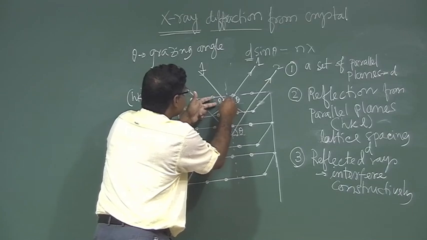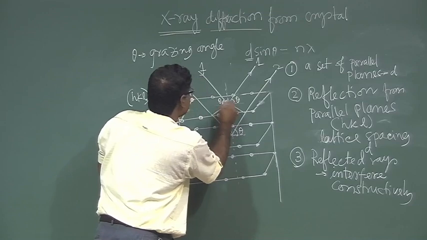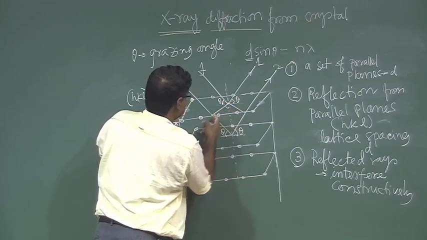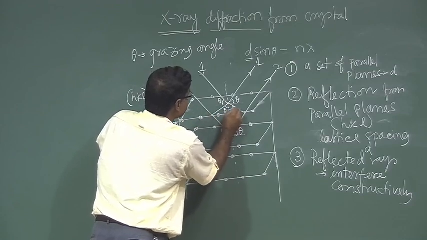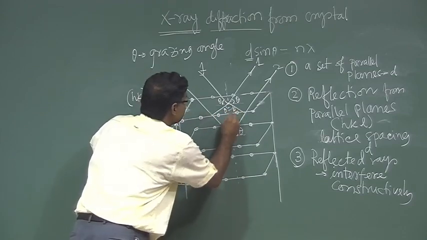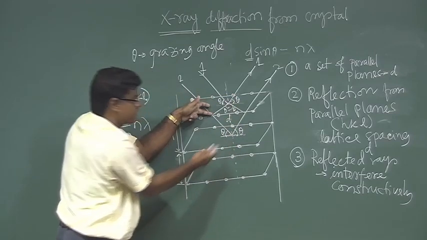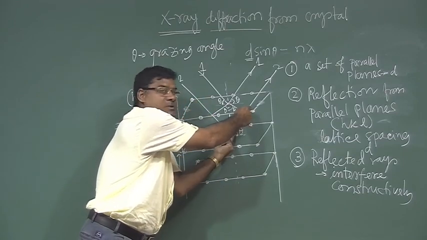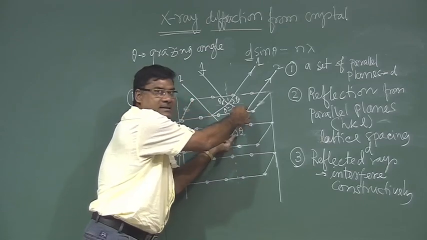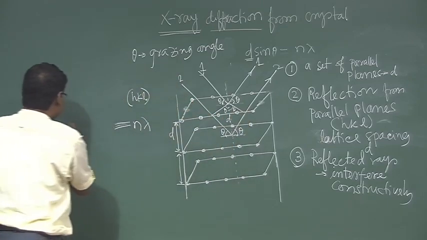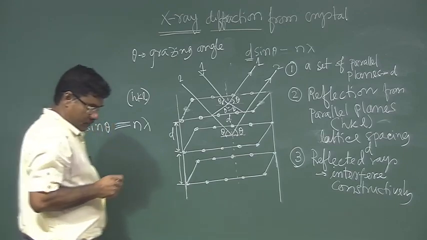If this is the angle theta, you can show that this angle is also theta, and this is 90 degrees. So this one will be theta, and this one will also be theta. If this is d and this is theta, this will be d sin theta, and the other one will also be d sin theta. So d sin theta plus d sin theta gives 2 d sin theta.